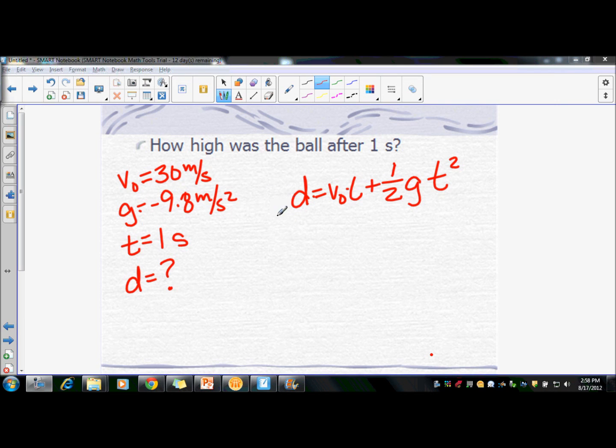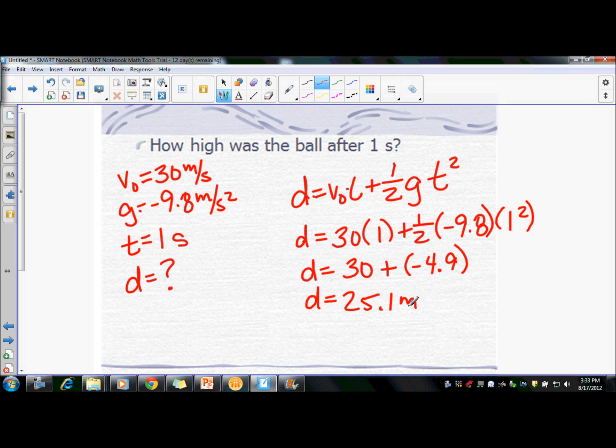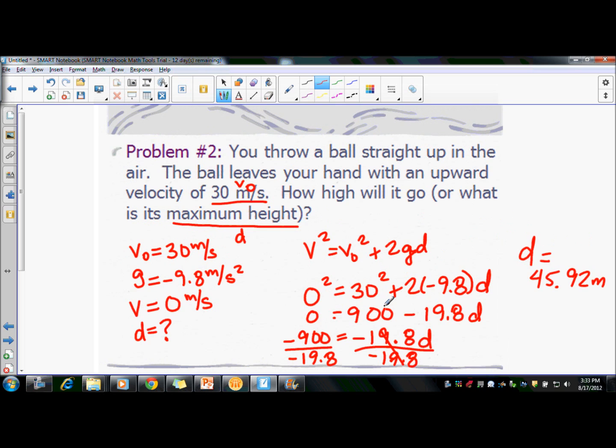So we're going to go ahead and plug in our givens. We're trying to find d, so d is still our unknown. Our v naught is 30. Our time is 1. And then we do plus 1/2 times negative 9.8, which is our g, and then t squared, which is 1 squared. Of course, 1 squared is just 1. So we have d equals 30 plus half of negative 9.8, which is negative 4.9. And 4.9 times 1 is just 4.9 again. And so our last step is 30 plus a negative 4.9, or 30 minus 4.9, gives us a d of 25.1. So definitely not all the way up to our maximum height, which was 45.92.